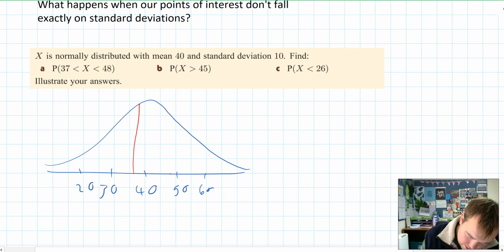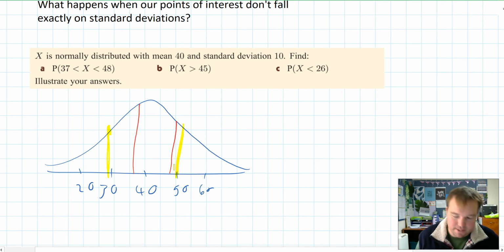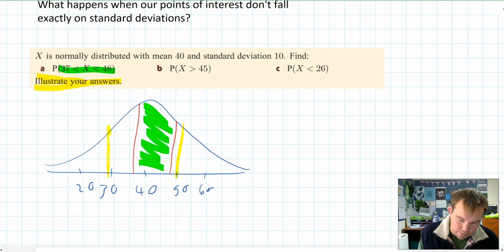Now, we can take an estimate of this probability. You can probably estimate that, well, if you knew that between here and there was 68%, it's a crude estimate, but you could say somewhere between 40 and 50% would make sense. However, we want to calculate this more accurately. Illustrate your answers means draw a normal curve. So we would draw a proper bell curve, and highlight in here that area there with the numbers written down the bottom of 37 to 48 is the area we're looking for.